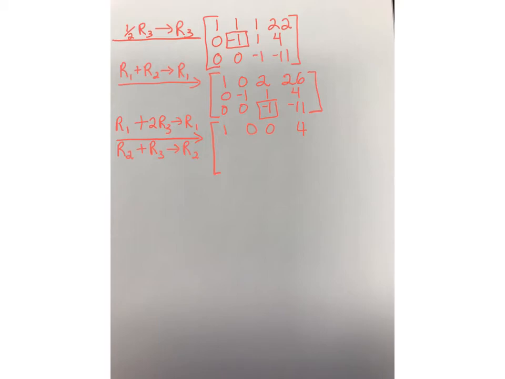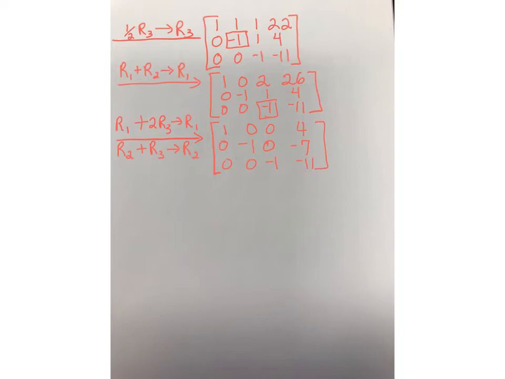Our second row is going to change. We're using that -1 here as our pivot. So we're going to have 0 plus 0, we get 0. Then we'll have -1 plus 0. That's going to give us -1. Then we'll have 1 minus 1. That'll give us 0. And then we'll have 4 minus 11. That'll give us -7. And then our last row is 0, 0, -1, and -11.